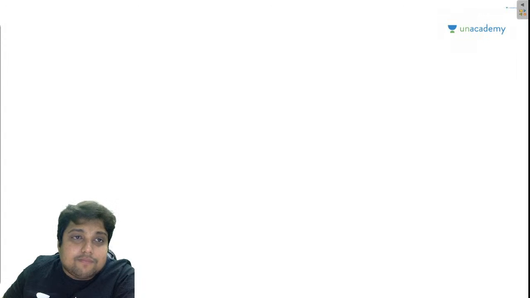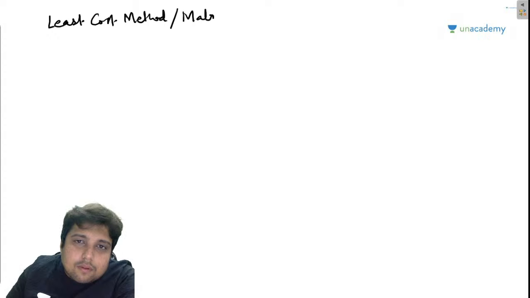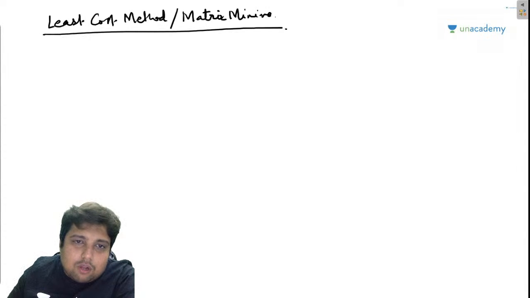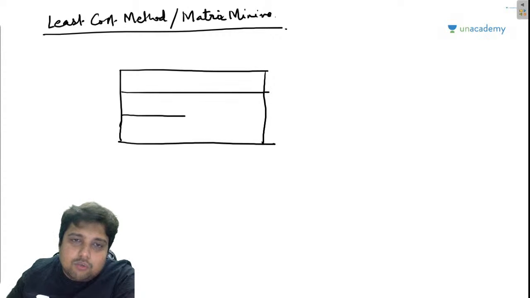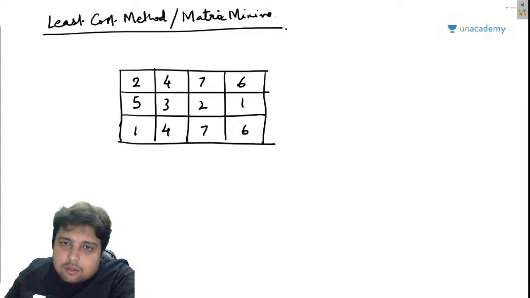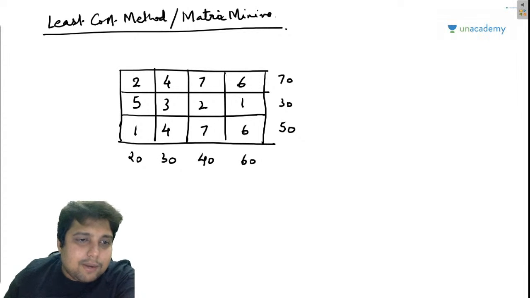Now, let me move on to the next method. That is the least cost method, or another name is the Matrix Minima Method. So either you can call this method the least cost method or the matrix minima method. If any of the names is used in the question, just get the idea that you have to use this method to find the feasible solution. So guys, let us start solving using the least cost method or the matrix minima method.